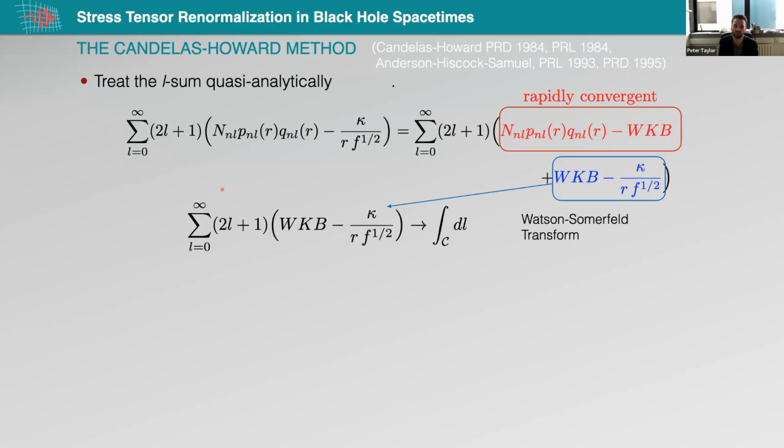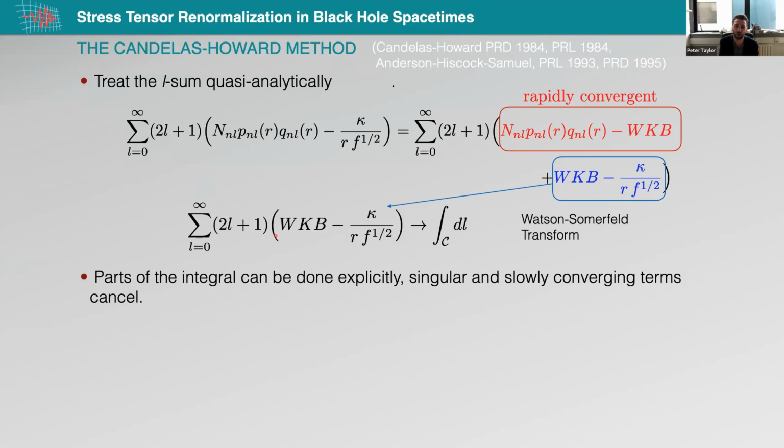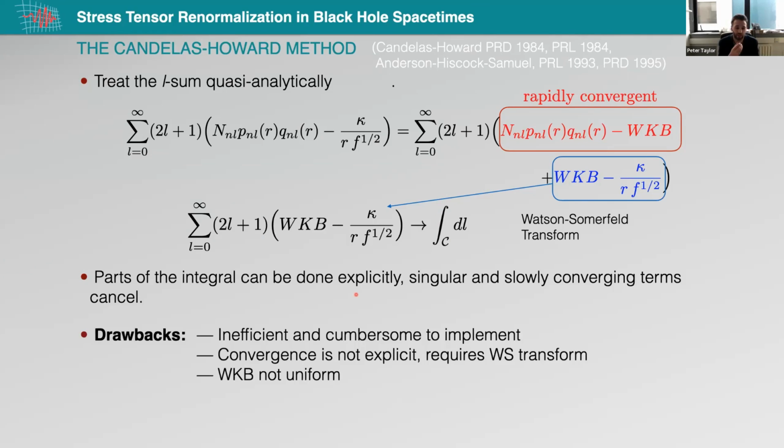What you basically do is you convert the L sum into an integral in the complex plane using the Watson-Sommerfeld transform. And then, without going through the nitty-gritty details, essentially what happens is parts of this integral in the complex plane can be done explicitly, and all of the singular terms or the apparently singular terms cancel, and indeed even the slowly converging terms cancel, and you end up with something that actually is computable in practice. So it's quite an ingenious solution, and it was the first kind of practical solution of its type, and in fact remained pretty much the only pragmatic solution to computing quantum expectation values in black hole spacetimes for about 30 years or so.